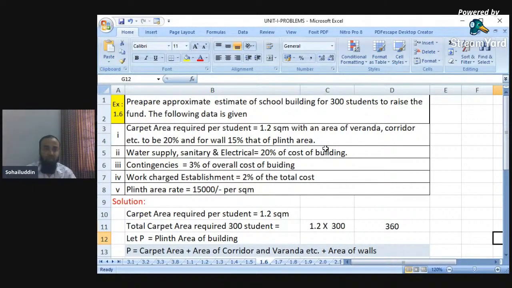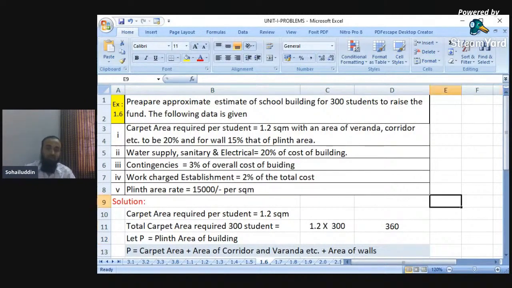Carpet area required per student is 1.2 square meters, with the area of veranda, corridor, etc. to be 20% and for walls 15% of the plinth area. Water supply, sanitary and electrification 20% of the cost of building. Contingencies 3% of the overall cost of building, and work charge establishment 2% of the total cost. And lastly, the plinth area rate is 15,000 per square meter.